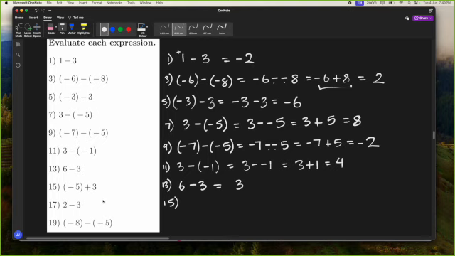Number 15. I'll just remove the brackets one time. So you have negative 5 plus 3. When the signs are different, you find the difference, which is 2, and you keep the sign of the larger number.